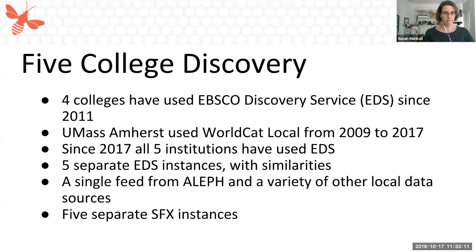A little bit about our discovery environment. The four colleges, in addition to our Aleph OPAC, implemented the EBSCO Discovery Service in 2011. At the time, UMass Amherst had been using WorldCat Local as part of another consortial arrangement, and they switched over to EDS with the rest of us in 2017. Since 2017, we've had five separate EDS instances that have similarities, but we get a single feed from Aleph and a variety of other local data sources, depending on our institutions. We also maintain five separate SFX instances for our link resolving and A to Z journal lists.